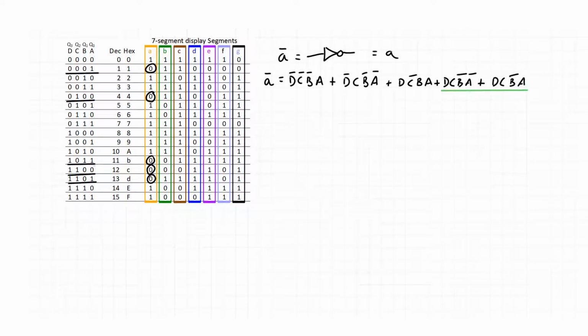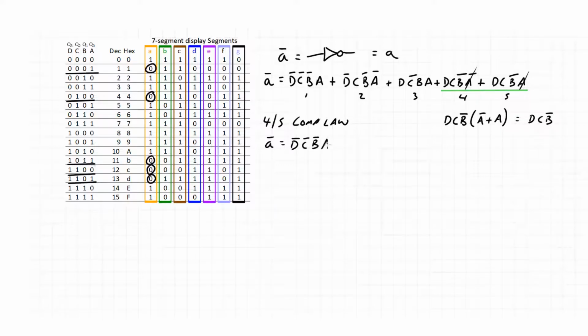And the last two terms have common factors of D C not B. So that's the complement law in terms 4 and 5 there, where the value of A doesn't matter, so it's redundant, so we can get rid of it. So that's D C not B as a common factor. Term 4 has not A, term 5 has A. So that means it doesn't matter whether A is high or low. So it's redundant. So the complement law gets rid of it. So then we just write it out again.